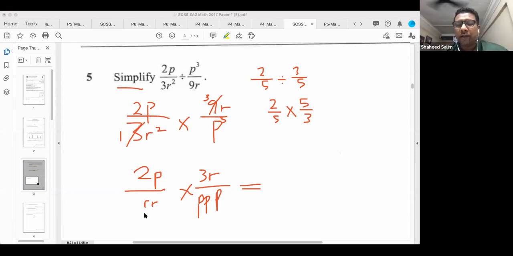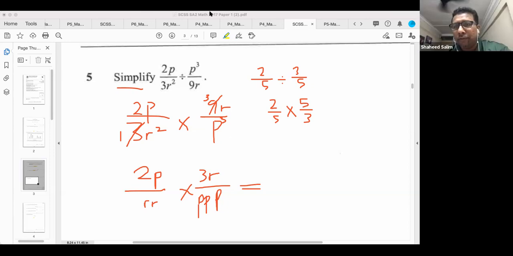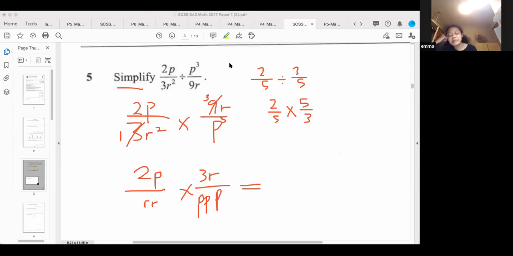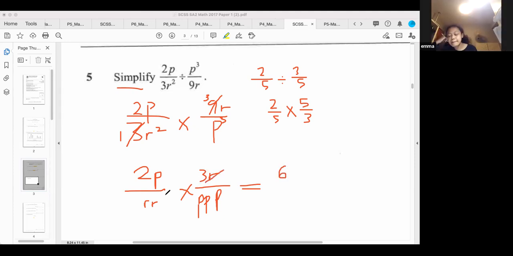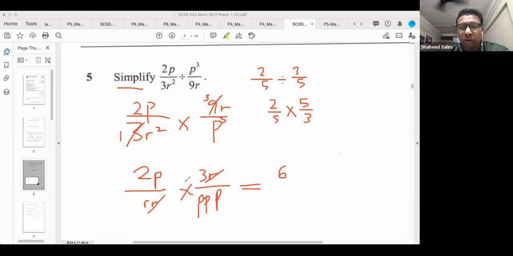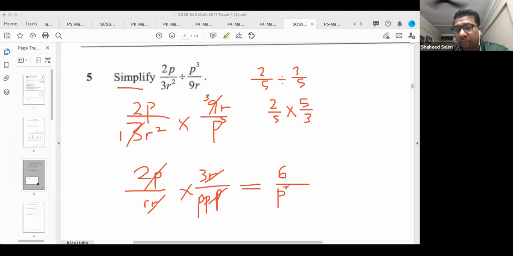Now, what's your final answer? Don't be scared. Why are you scared? Okay, you check whether it's the same. 2 times 3 is 6. This one is R, I can cancel 1 R, 1 R. No more R on the top. P, I can cancel 1 P, 1 P. No more P, just 6 only on top. This one is P squared. P times P is P squared.